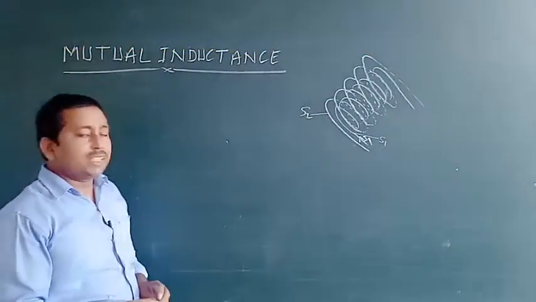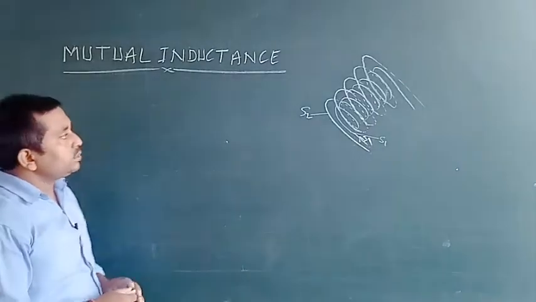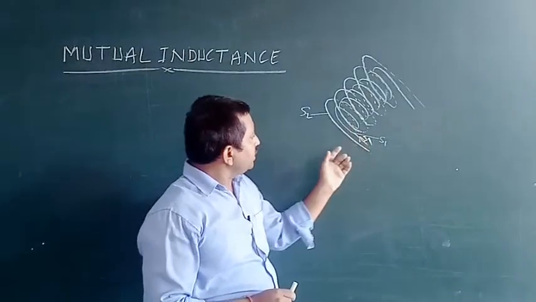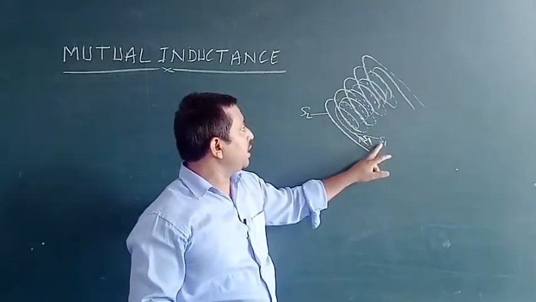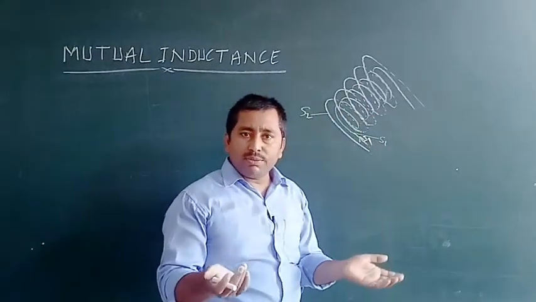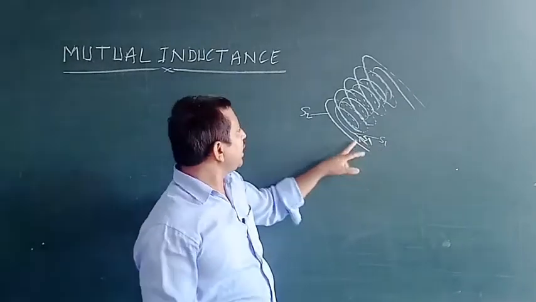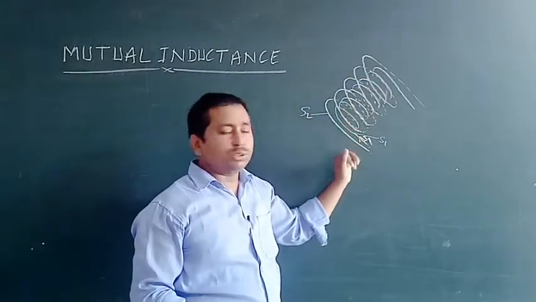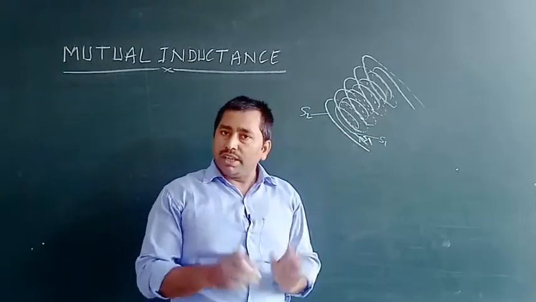Students, let us start our discussion about mutual inductance. For this we have to take two different coils. Let us take the first coil, which can be represented by a particular symbol S1, because this coil forms a solenoid. So we take S1, that is solenoid 1, and another coil which has a larger radius in comparison to the first one. This can be represented by symbol S2.